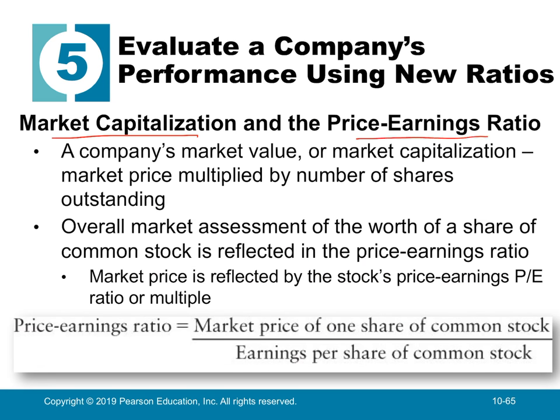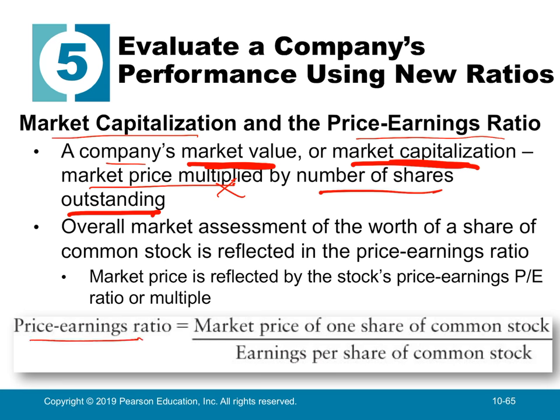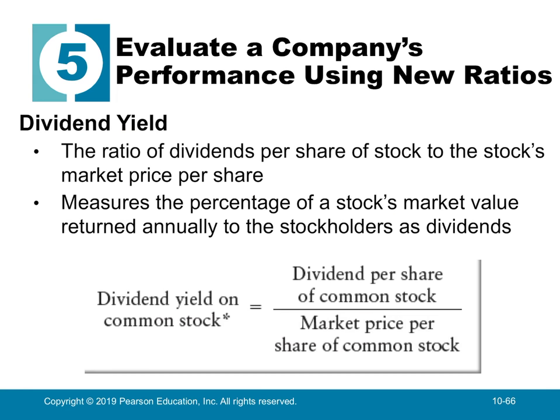So let's talk about market capitalization and the PE ratio. The company's market value, or market capitalization, is just the market price times the number of shares outstanding. The price to earnings ratio is the market price of one share divided by earnings per share. So that gives a sense of how much I have to pay for $1 of earnings.